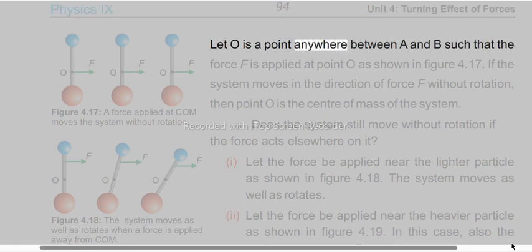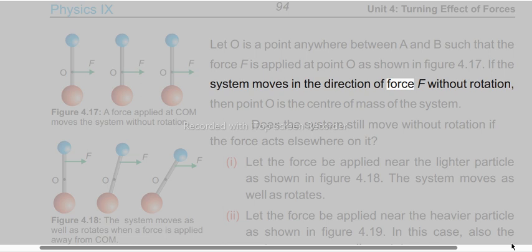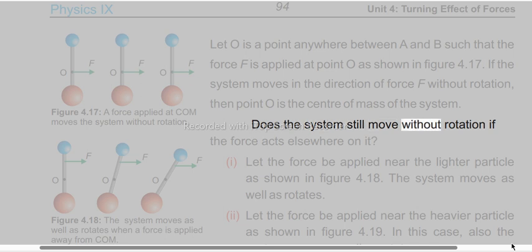Let O be a point anywhere between A and B such that the force F is applied at point O as shown in figure 4.17. If the system moves in the direction of force F without rotation, then point O is the center of mass of the system. Does the system still move without rotation if the force acts elsewhere on it?